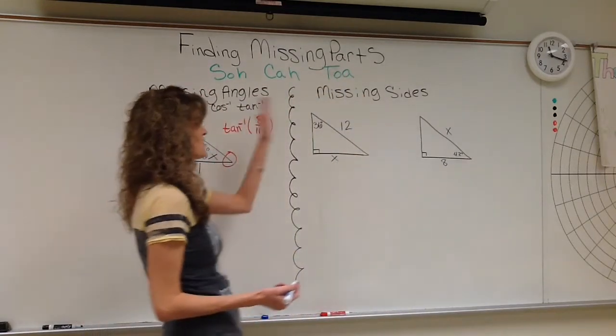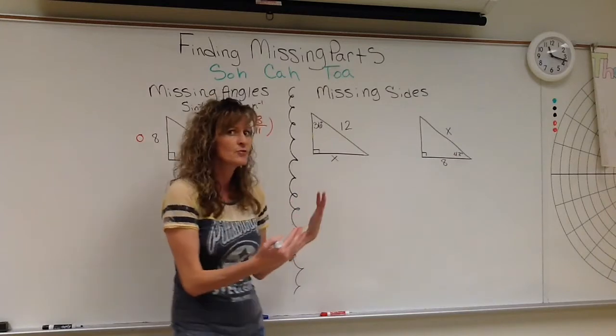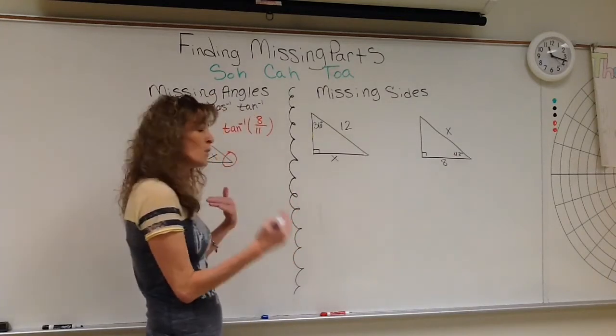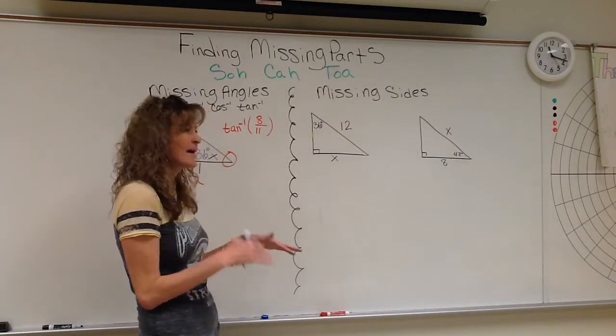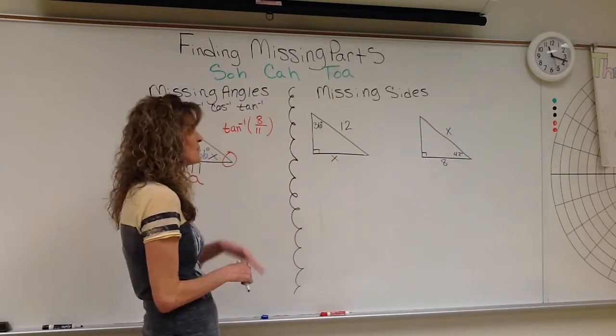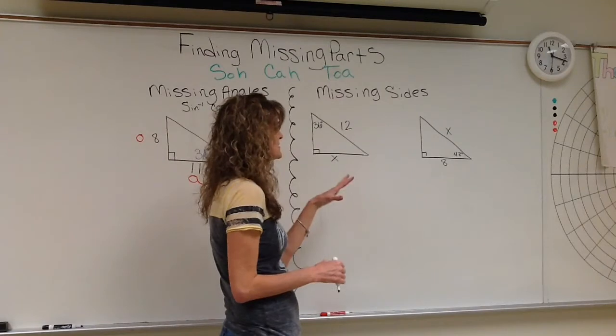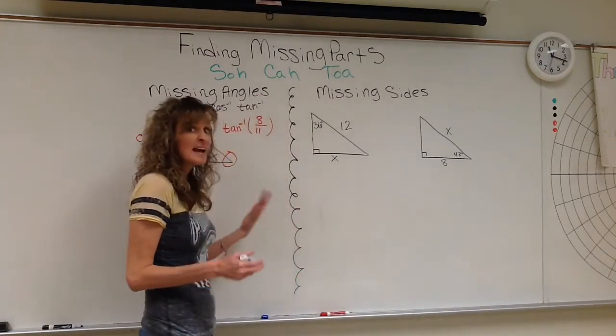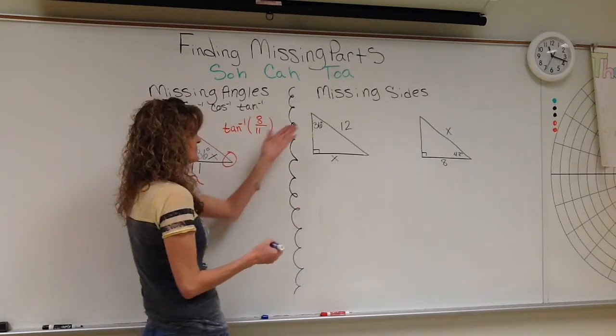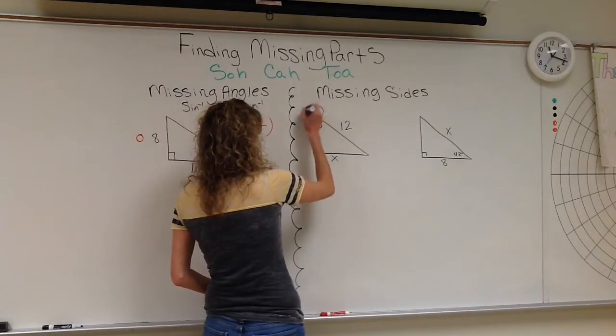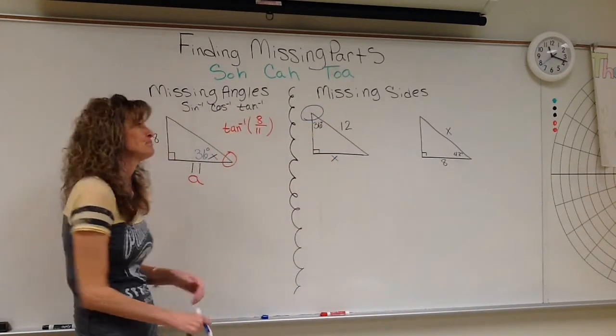Now let's go over here and let's talk about missing sides. There's two different ways we might have to solve. Actually, it's the same method, but one of them takes one more step. We're going to start with this. I need to find the missing side. Look at the angle that they give you. They gave me the 36-degree angle, so I'm going to circle that angle.